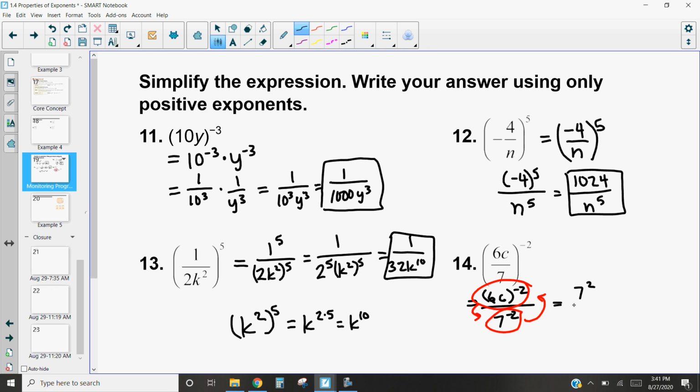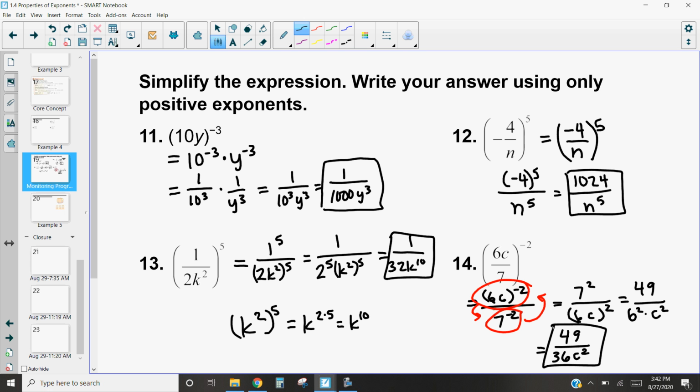So here I've got 7 squared on top over 6c squared on the bottom. Now 7 squared is going to be 49. And this 6c squared, we have to use that power of a product rule, and we are actually looking at 6 squared times c squared. And so bringing our equation over here, we have 49 divided by 6 squared, which is 36 c squared. So there you go. That is what that one simplifies to.